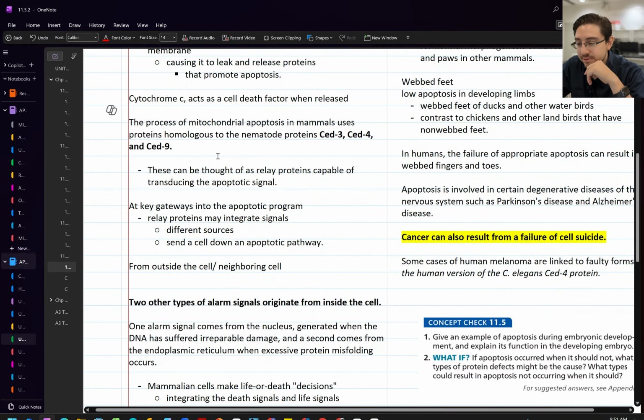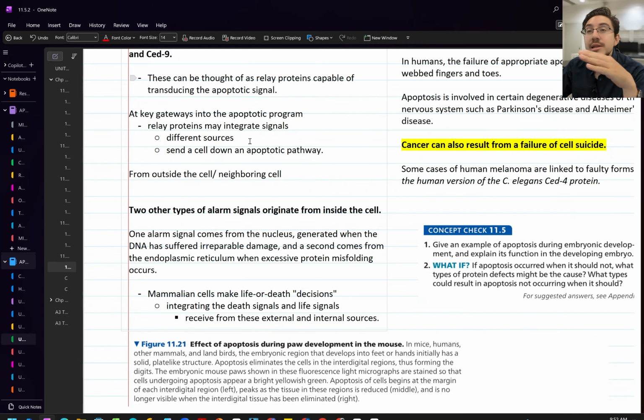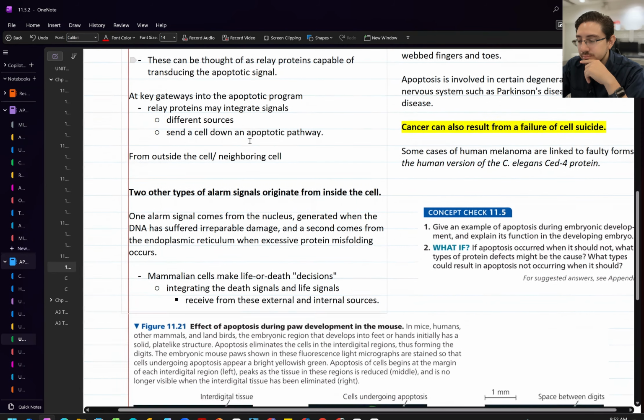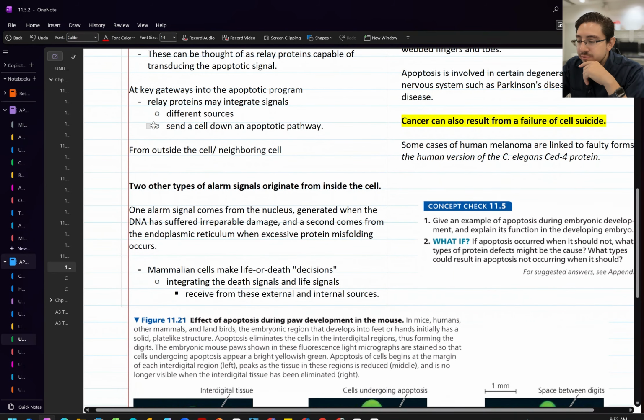Ultimately, this will help relay a signal, induce relay proteins, to promote this apoptotic signal. In terms of gateways into the apoptotic programs, as I mentioned before, relay proteins can relay the signal in itself. It can come from different sources. Ultimately, it will send a signal down.